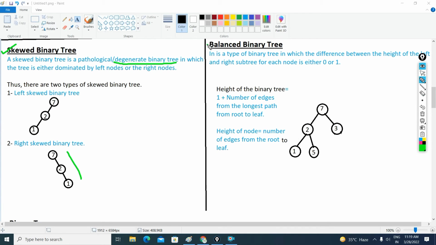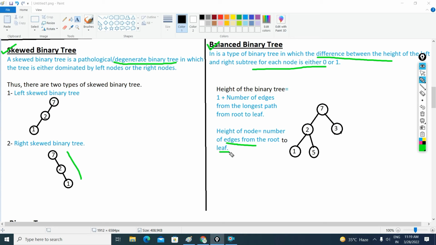The next one is balanced binary tree. In the case of balanced binary tree, the difference between the left and right subtree for each node is either 0 or 1. So, for calculating the difference, we first need to know how we can calculate the height of the binary tree, and for calculating the height of the binary tree, we must know how we can calculate the height of every node. So first we will see how we can calculate the height of the node. For calculating the height of the node, we will use a formula which is number of edges from the root to leaf.